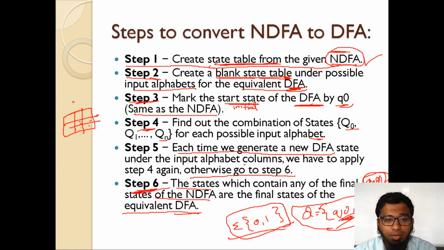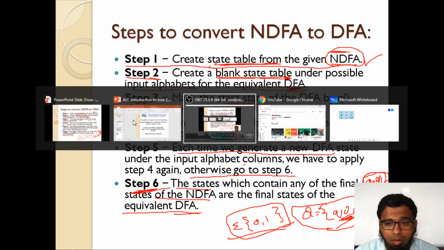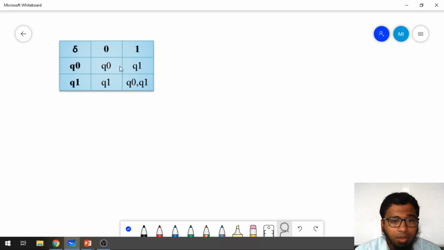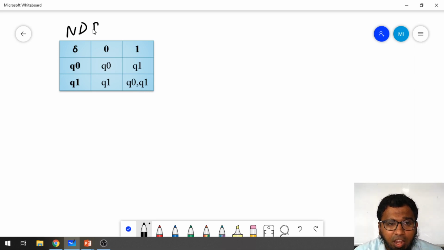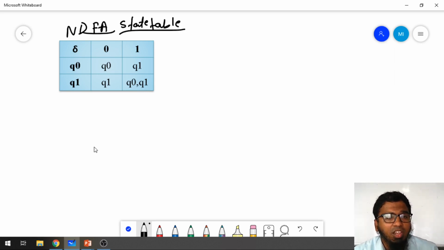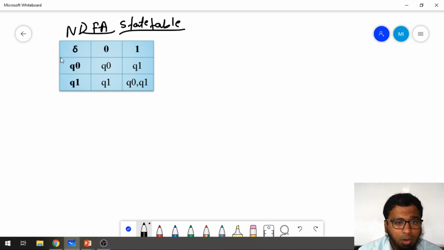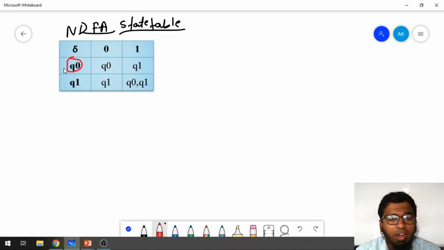So we have created it. I will go here. Fine. This is the NDFA state table. Sorry, I will select the color. This is a final state as well as this is an initial state.